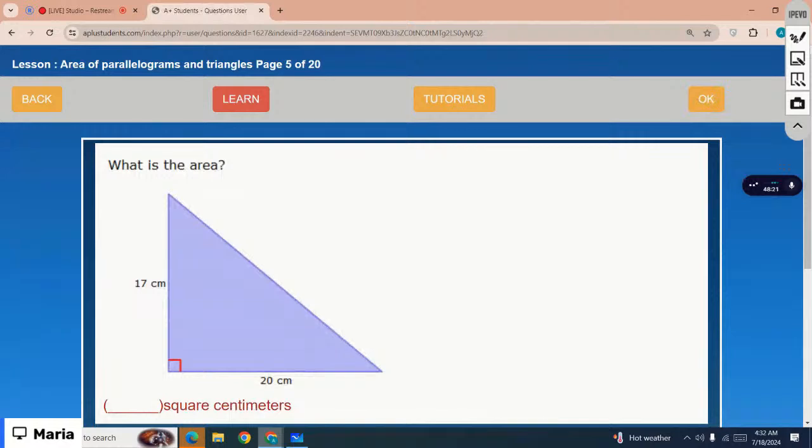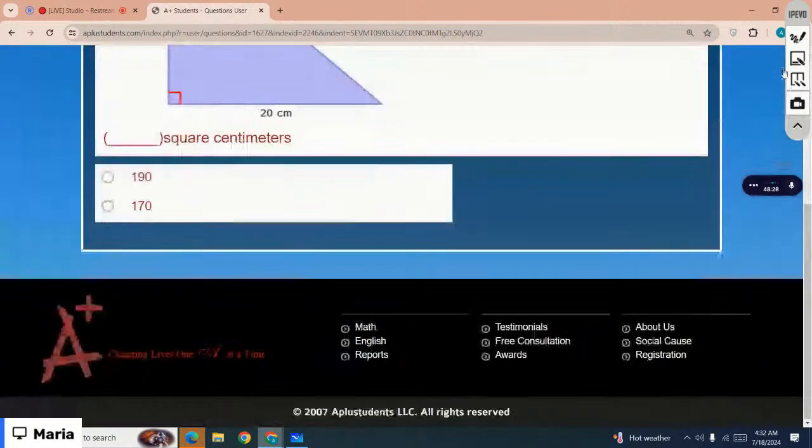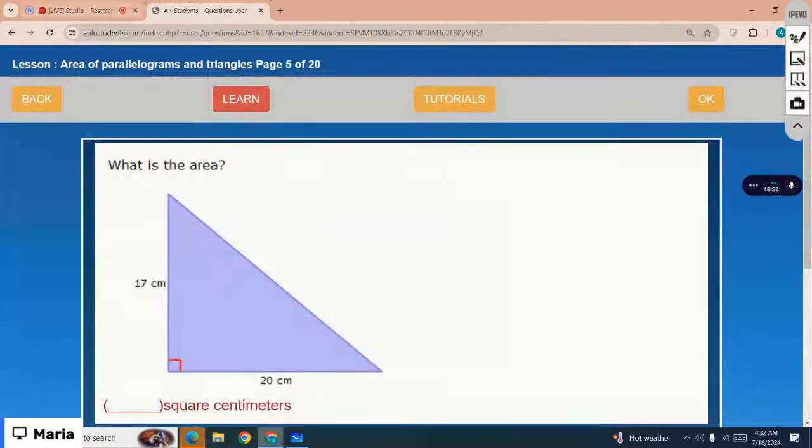Okay, what is the area? That is a triangle, right? We have to use a formula that is half times base times height. So which is the correct option? That is 170, right? Okay, you can complete the lesson by yourself later today. Let me just move on to the next lesson.